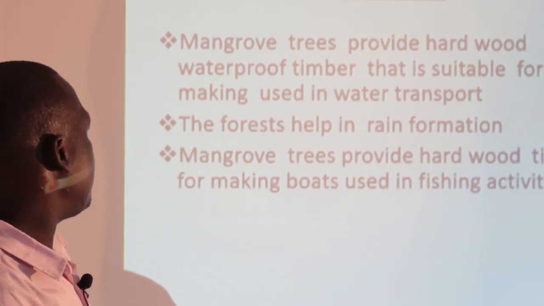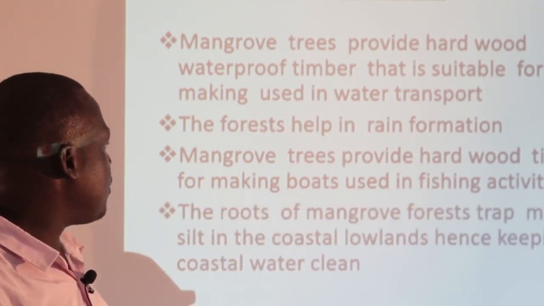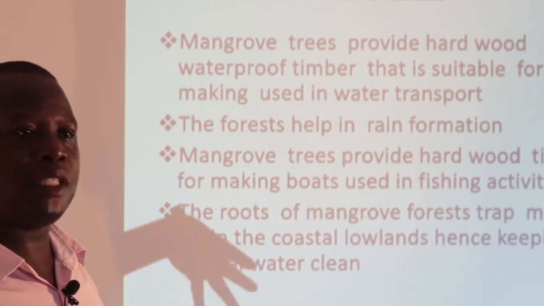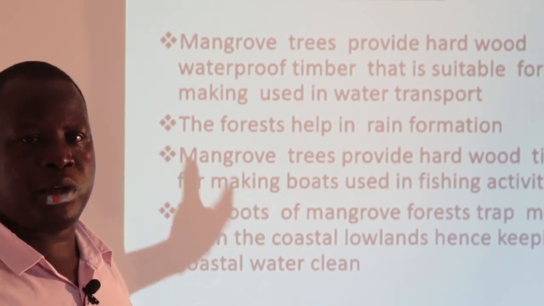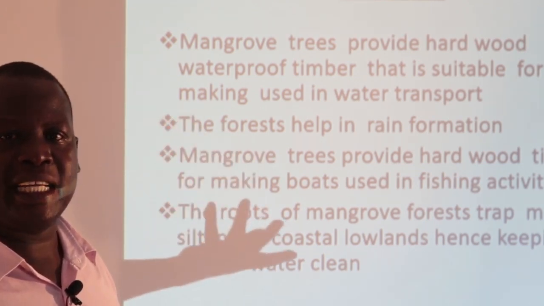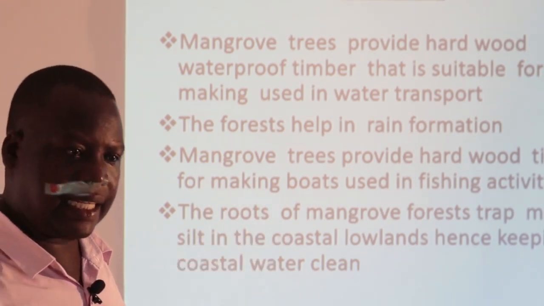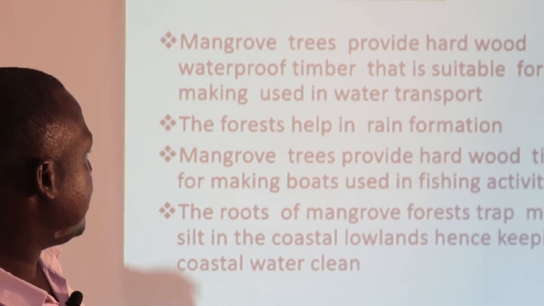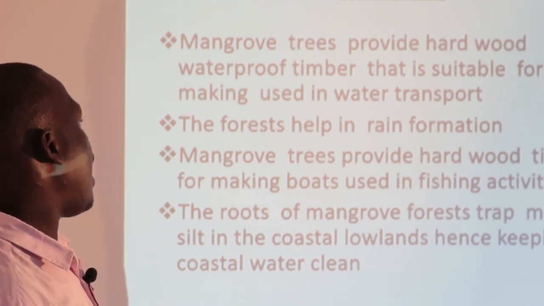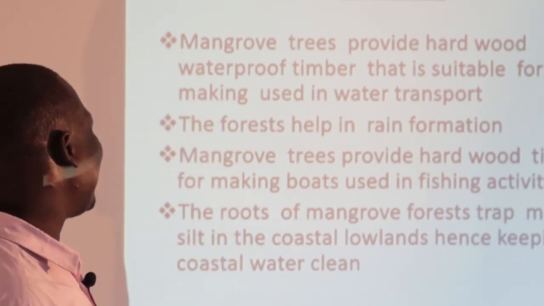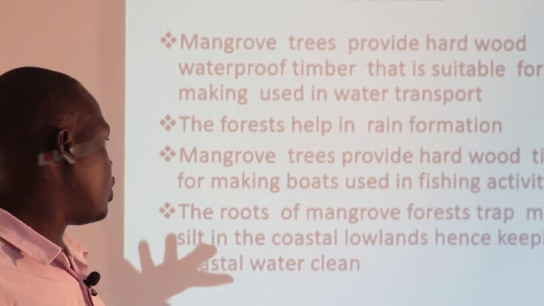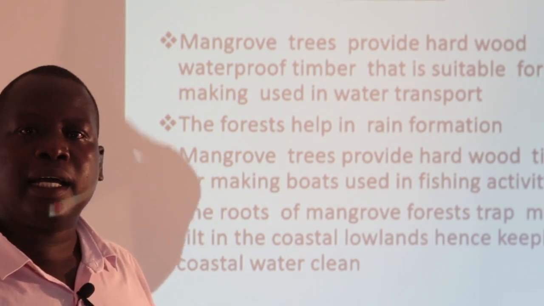We also want to look at how the roots of the mangrove forest trap mud. Remember we said aerial roots, and those aerial roots are always rough, they are hairy. So whatever is carried by the downpour and washed to the sea or the coastal areas, these roots trap mud and silt in the coastal lowlands, hence keeping the coastal area or coastal water clean.